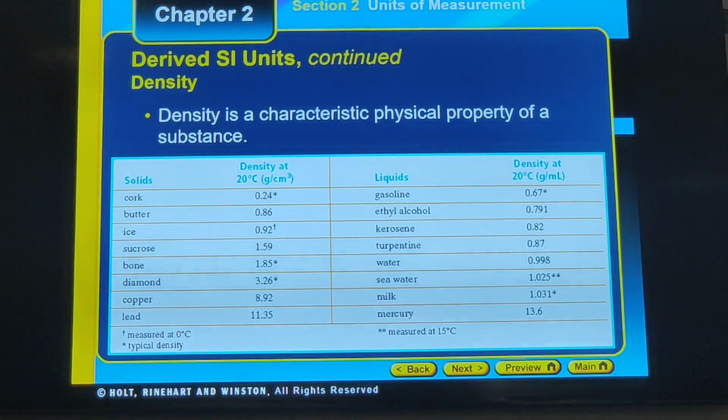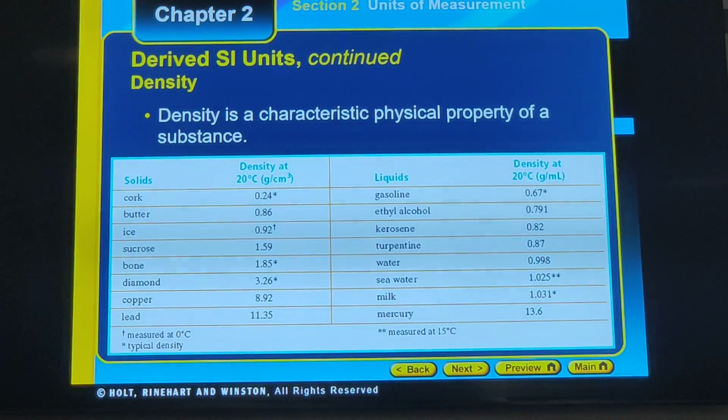The only reason why water isn't exactly 1, it's 0.998, which is really close to 1, is just because of when it was originally set up, they couldn't make it as precise as we can make it today. So it's really close to 1.